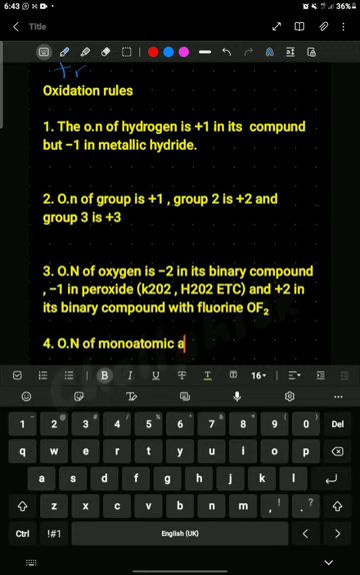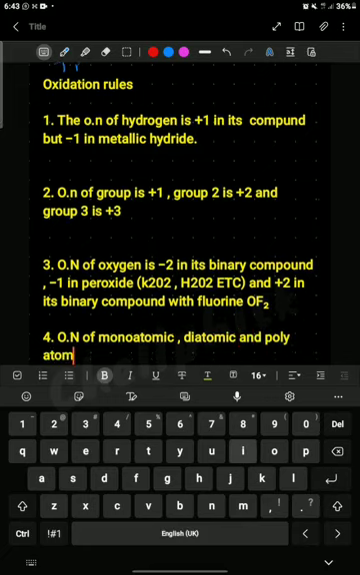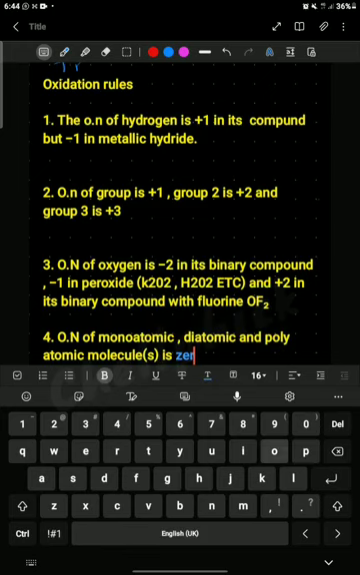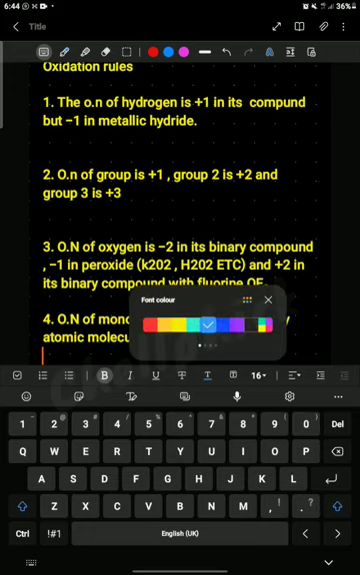Rule number 4: the oxidation number of monoatomic, diatomic and polyatomic molecules, or molecules, is 0.